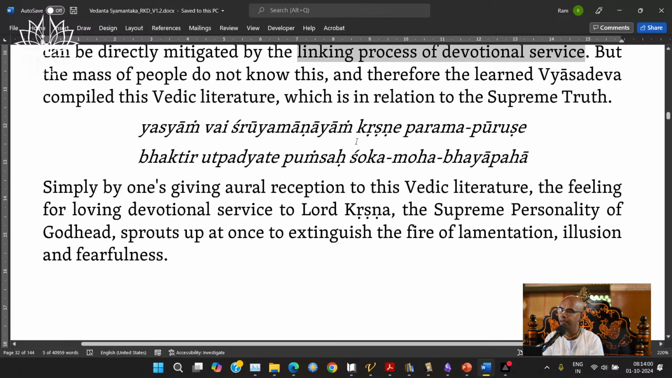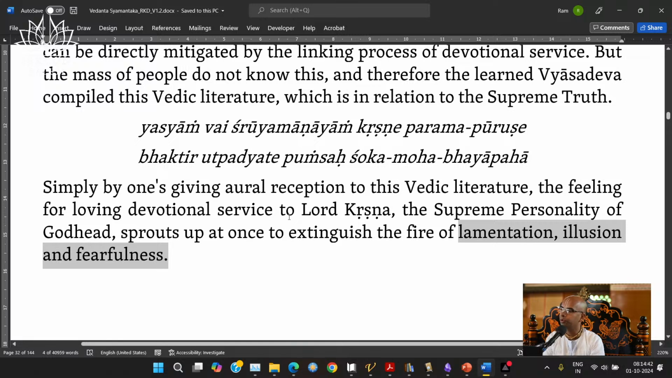Yasyam vai shruyamanayam krishne parama-purushe, bhaktir utpadyate pumsah shoka-moha-bhayapaha. Simply by once giving aural reception to this Vedic literature, the feeling for loving devotional service to Lord Krishna, the Supreme Personality of Godhead, sprouts up at once to extinguish the fire of lamentation, illusion and fearfulness. So, by just hearing the philosophy and the pastimes of the Lord mentioned in Srimad Bhagavatam, the feeling of loving devotional service sprouts up, and it extinguishes the fire of lamentation, illusion and fearfulness.